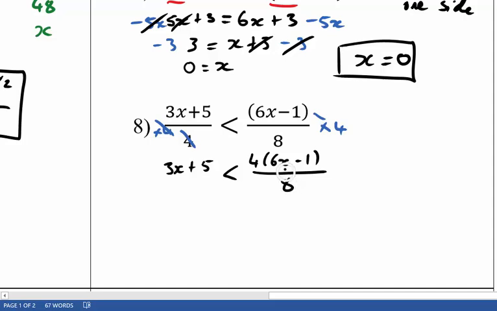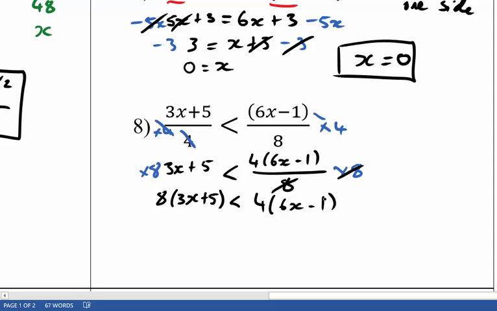Now I'm going to get rid of that 8. To get rid of the 8, again, similar to the 4, I'm going to multiply this by 8. So what I'm left with is 8 times everything on this side. It's not just 8 times the 3x, so I need to show that by putting it in brackets. Like that. And I'm going to cancel those things out, because 8 times something, then dividing by 8 gets rid of it. And I'm left with 4 times 6x minus 1.